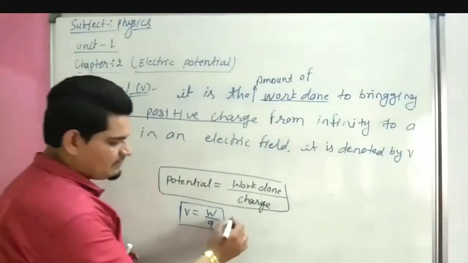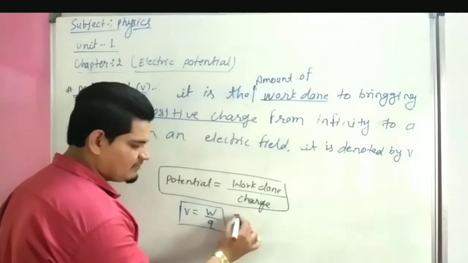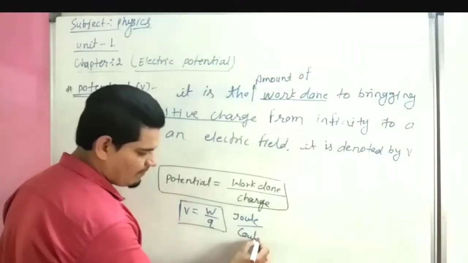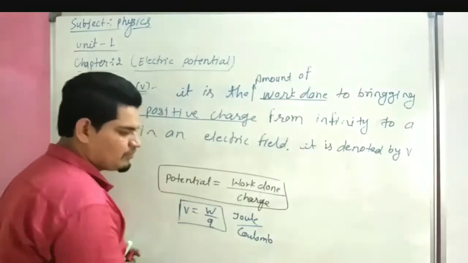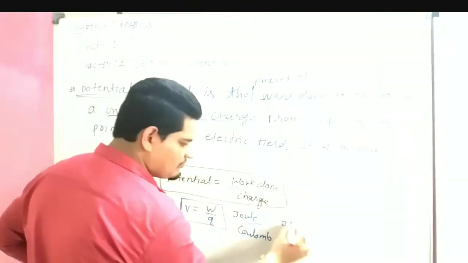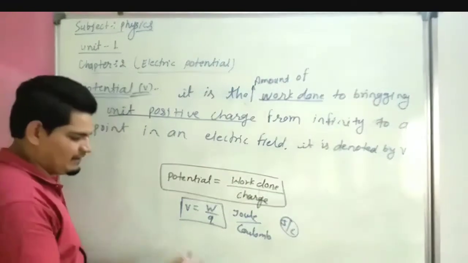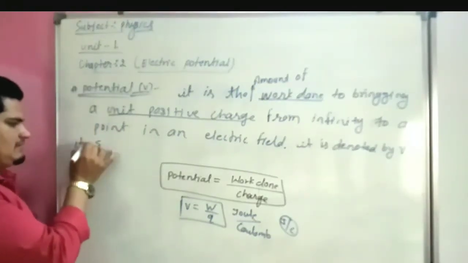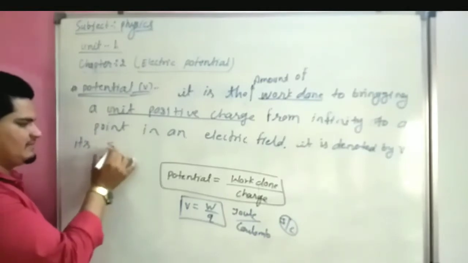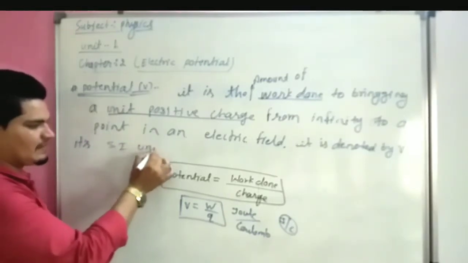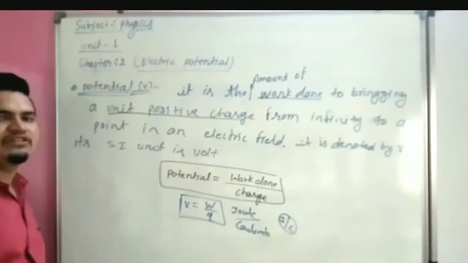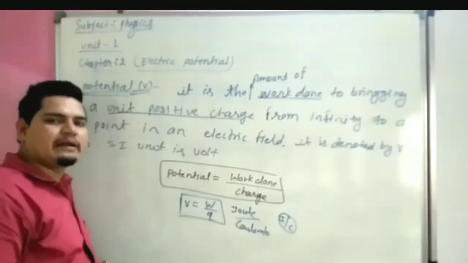Its SI unit: work done is measured in joule and charge is measured in coulomb. So joule per coulomb is its unit, and this is called the volt. So its SI unit is volt. Potential shows the direction of current.